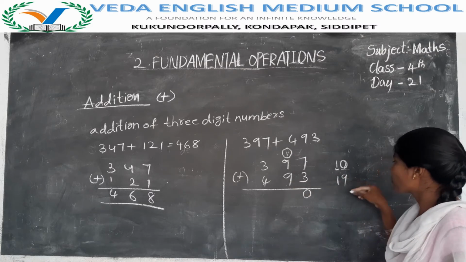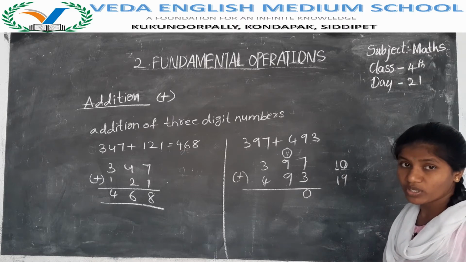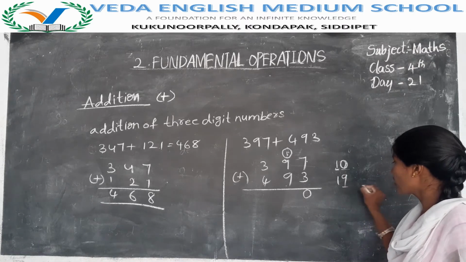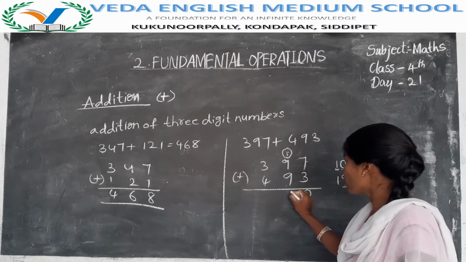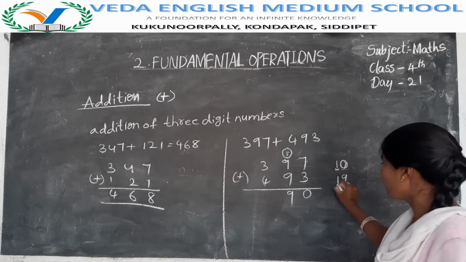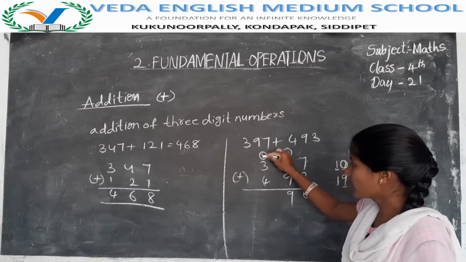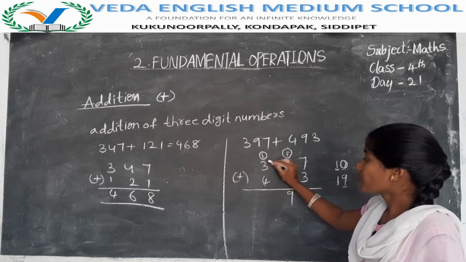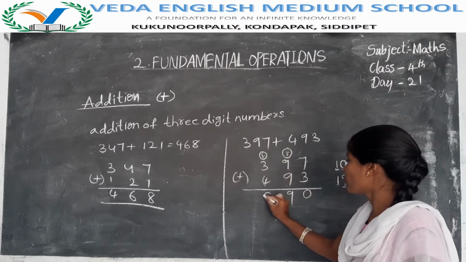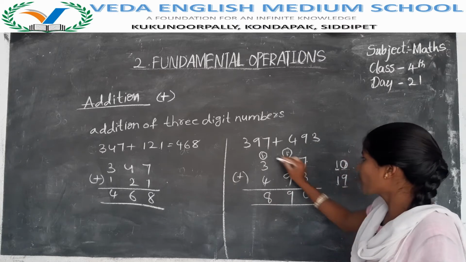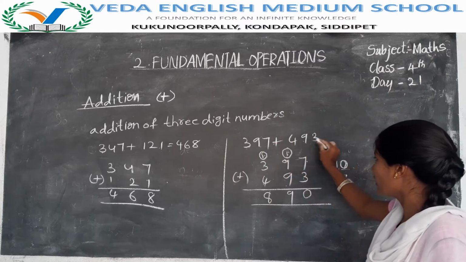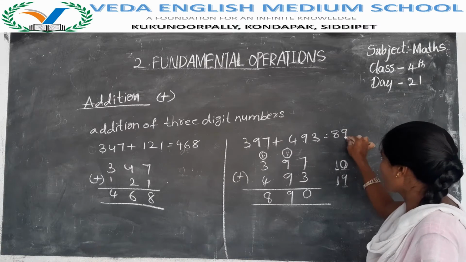Here 19 is also a 2 digit number. In the ones place of 19 we have 9, so you have to write 9 here. After 9 we have 1, and 1 becomes carry to the next number. The next number is 3, so 1 becomes carry to 3. 3 plus 1 is 4, 4 plus 4 is 8. So the sum of 397 plus 493 is 890.